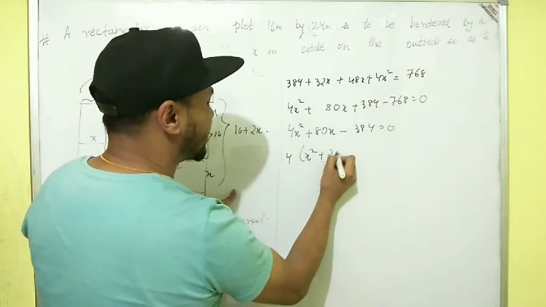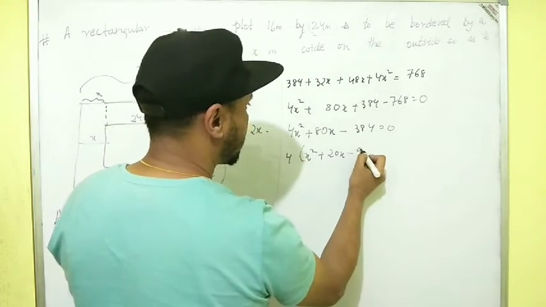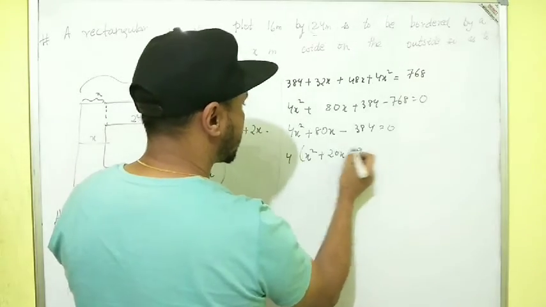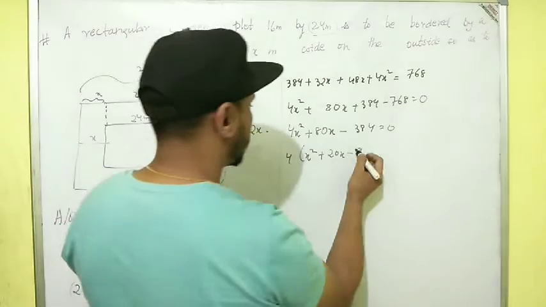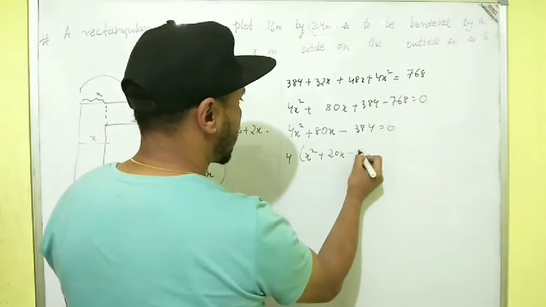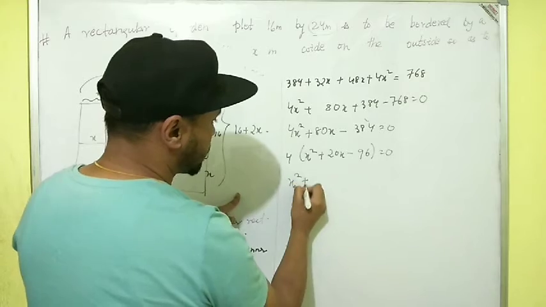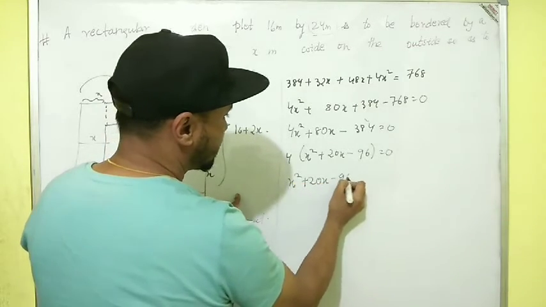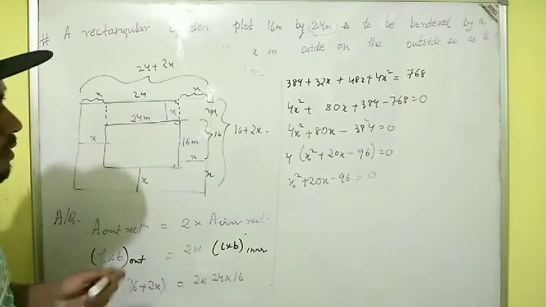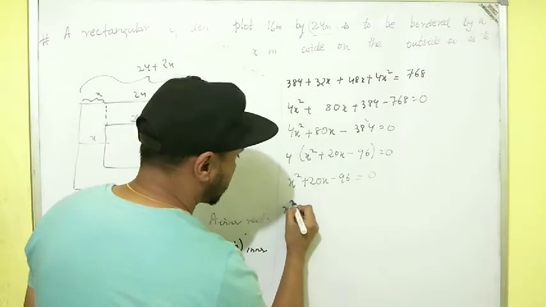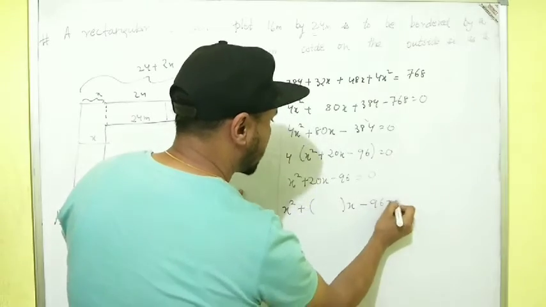x squared plus 20x minus 96. Now 4 will go here, so 0 divided by 4 is 0. Okay, now let's break the middle term. So x squared plus 20x minus 96 is equal to 0.